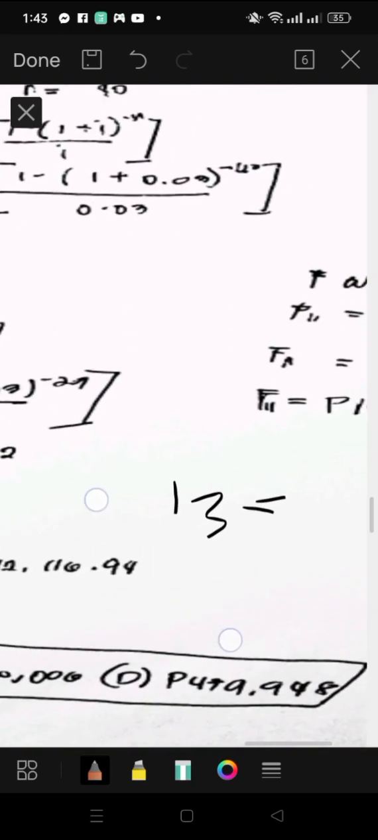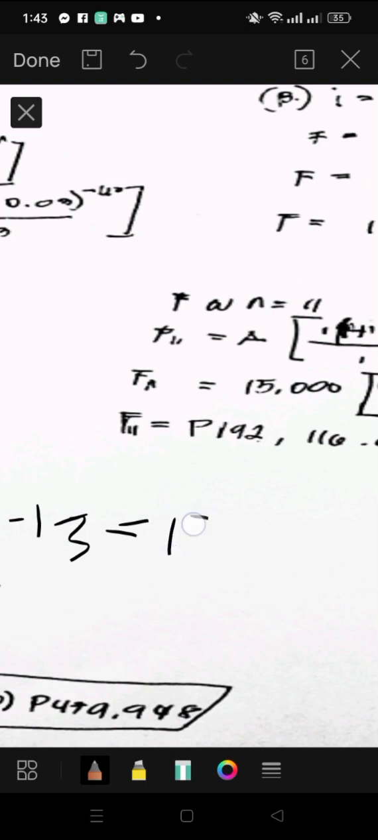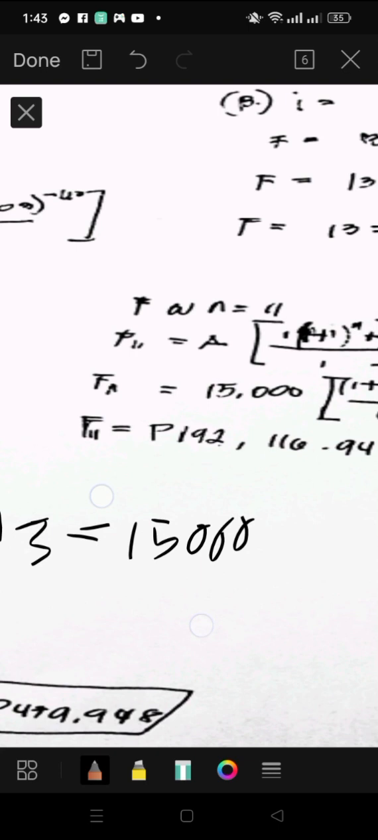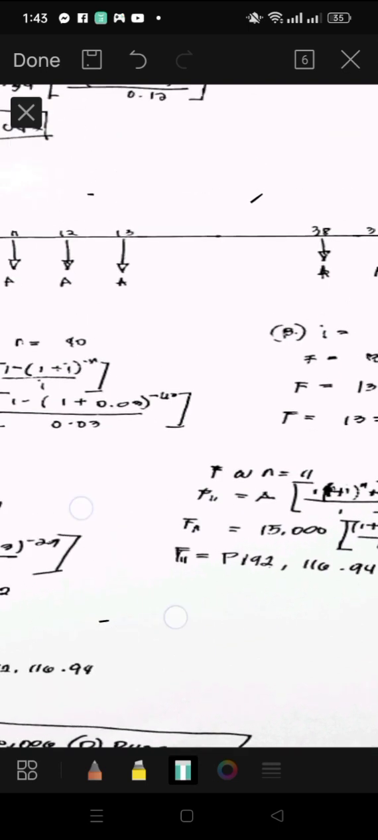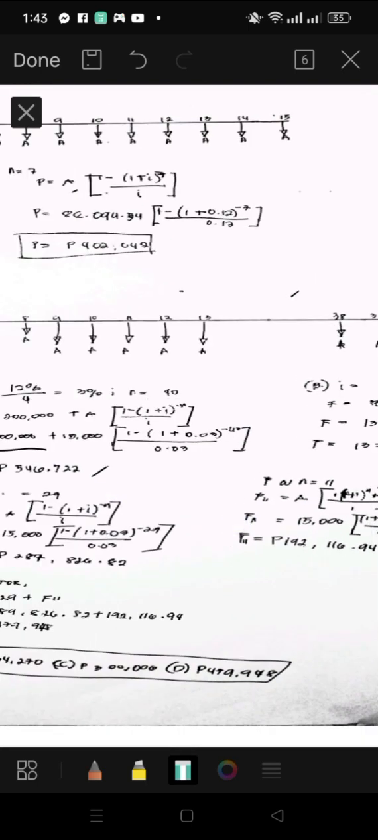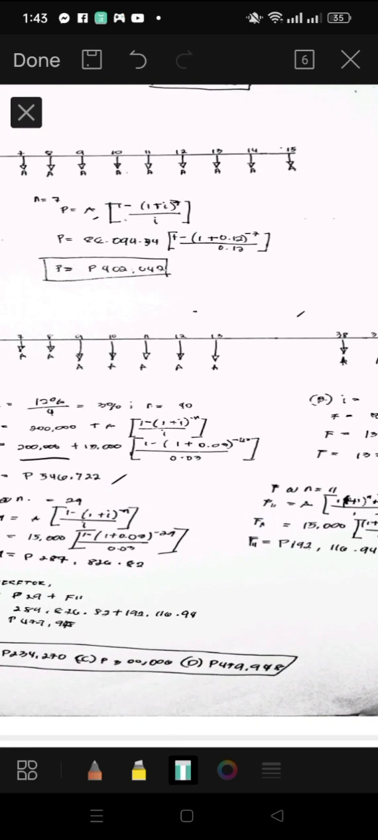So the final answer is 234,270. He must pay 234,270 at the time the 13th is due to bring himself up to date.